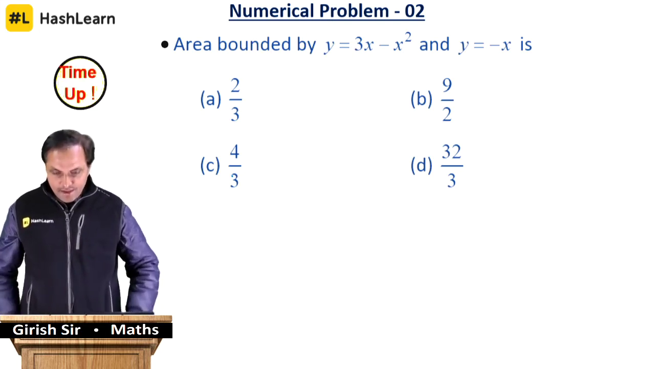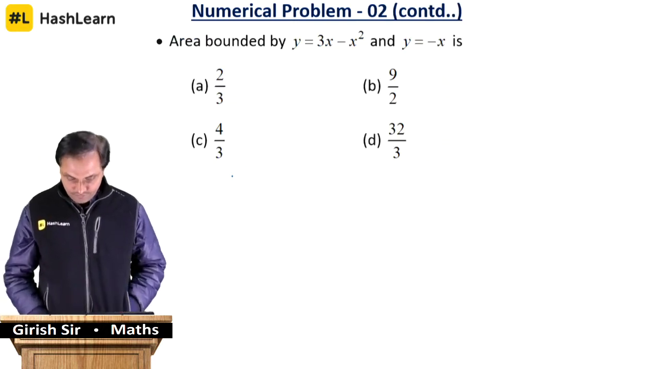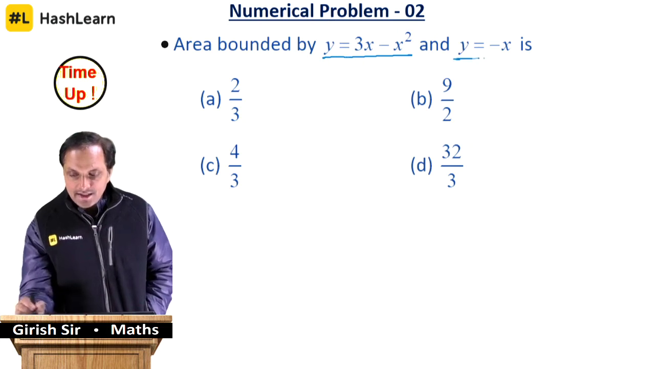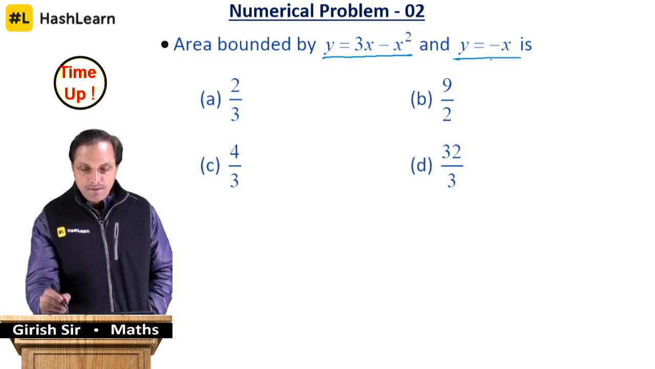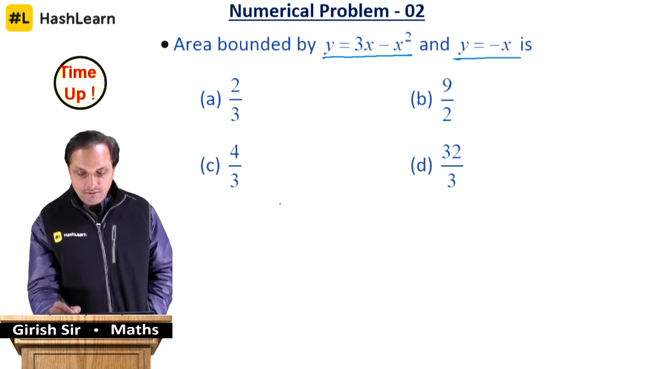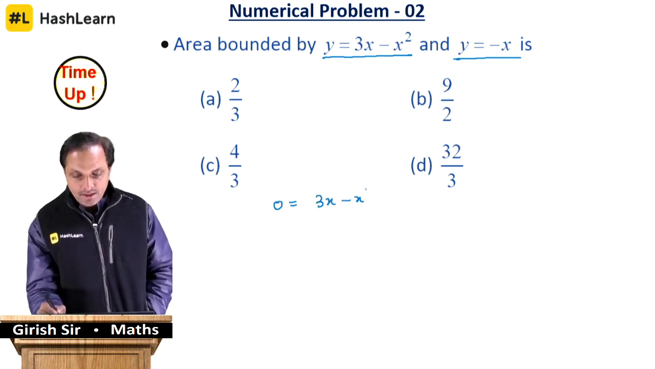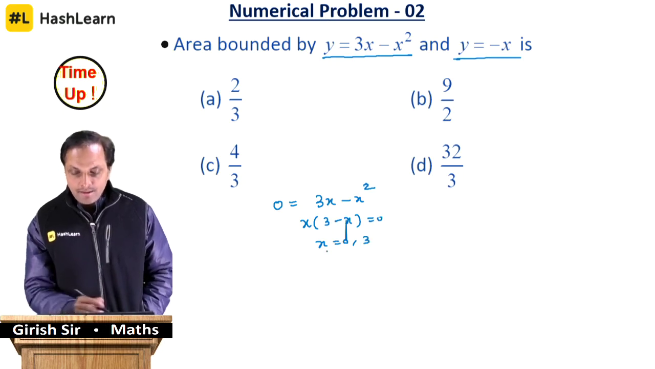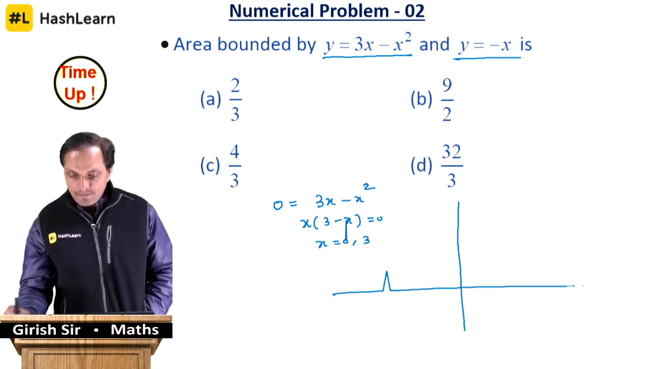Time up. Let's see, you know how to draw this parabola, and this is a line, y is equal to minus x. If you want to draw the parabola, when you put y as 0, what will be the curve? You will have this. So you can write it as x common, 3 minus x is equal to 0. So x is equal to 0 and 3. So that is a parabola.